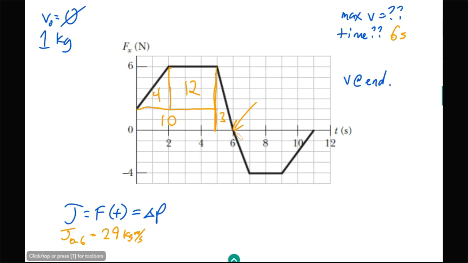kilogram meter per second, which means that my velocity, since P equals mv, we can then say our velocity is 29 meters per second.